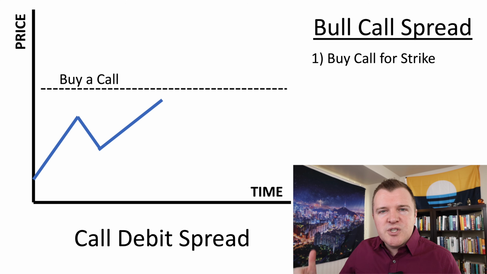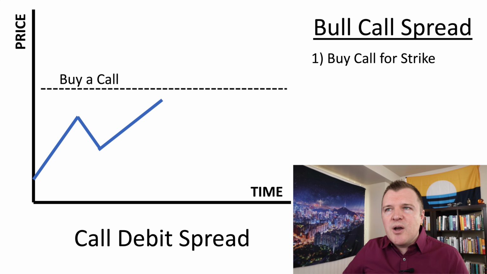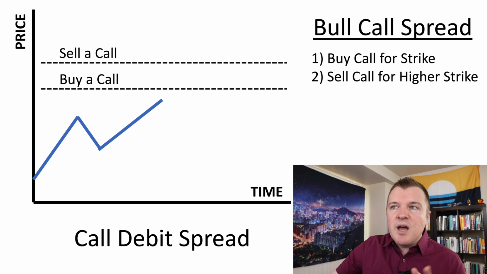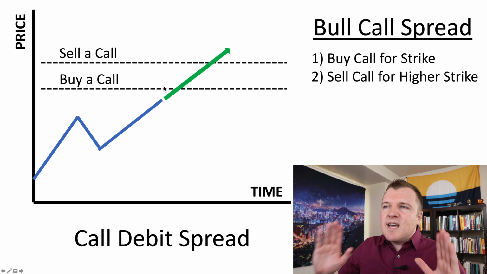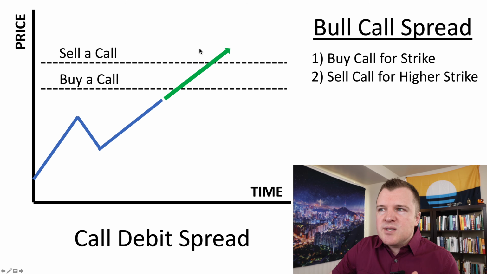Now, the call that you just bought might be super expensive and you don't want to tie up that much collateral in one contract. So how you mitigate this is to sell another call at a higher strike price. And what's happening here is if the share price of the company shoots up, goes above the call that you bought, your contract is now going to expire in the money with intrinsic value locked in.